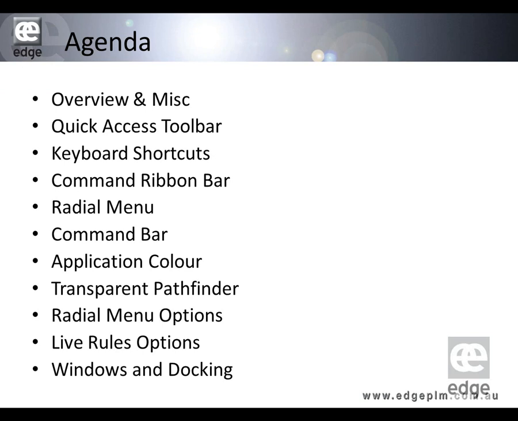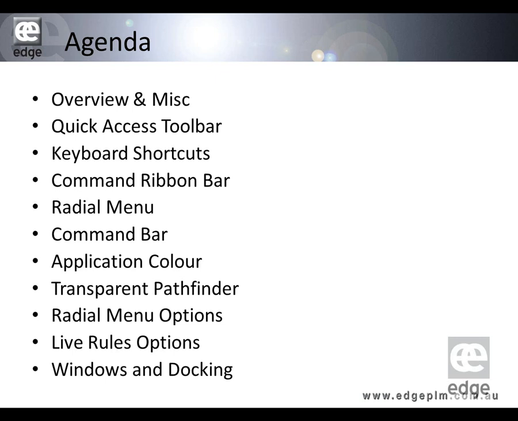Just to give you an idea of what we'll be covering today, there seems to be a lot of topics, but most of them are fairly short. We'll have an overview of the Solid Edge screen and then a quick look at some of the miscellaneous ways of doing things, especially around the mouse. Then we'll be looking in some detail at the quick access toolbars, keyboard shortcuts, how to customize those, and again with the command ribbon bar, how to customize that. The radial menu, which has been around for a little while now, how to use that and customize it, because I think it's very powerful when we customize it.